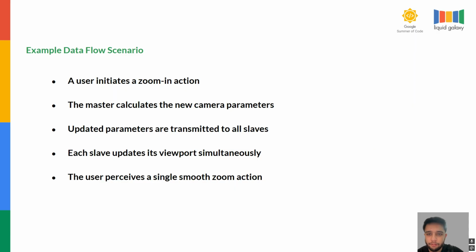And then we have example data flow scenario. Basically when a user initiates a zoom in action, the master calculates the new camera parameters. These updated parameters are transmitted to all the slave nodes. Each slave node updates its viewport simultaneously. To the user, this appears as one smooth zoom action across all the screens.